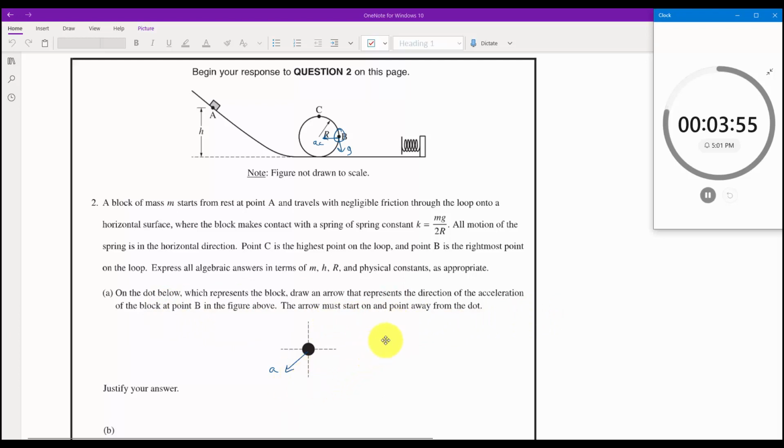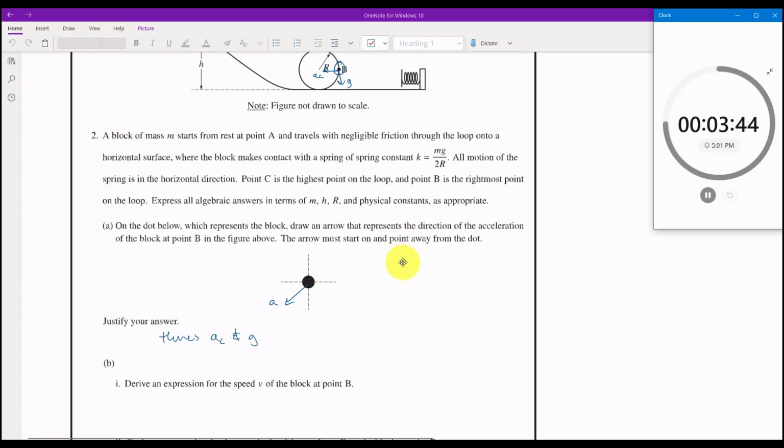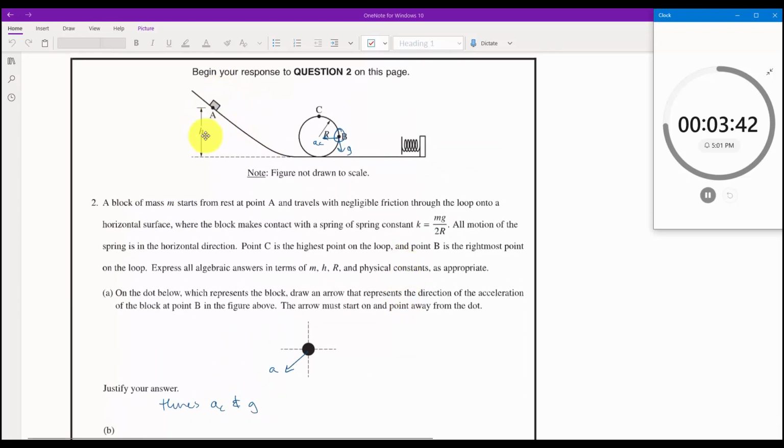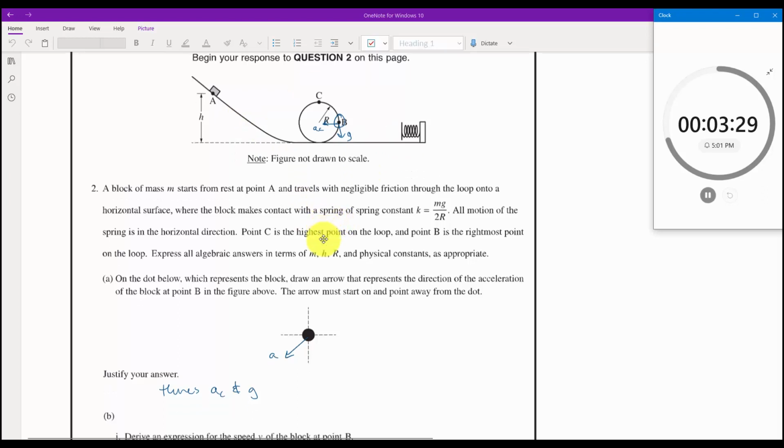So for the justification, you have to say there's A_c and g, and we'll put that for now. I don't know what they're expecting for a full answer. But going back to this picture, they give us a height, no angle, so I'm guessing this is going to be a conservation of energy problem. Then there's a loop, going up through the loop and around, and then there's a spring. This just smells like a big conservation of energy problem at some point.